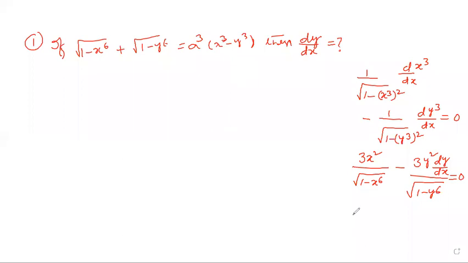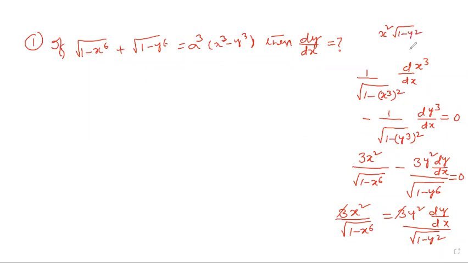Right. 3x² by root over 1 minus x⁶ is equal to 3y² dy by dx by root over 1 minus y². Okay? 3 cancels. Now write down the answer, dy by dx. It comes upside. Okay? I am writing the answer as root x² into root over 1 minus y² by the cross multiplication. Okay?